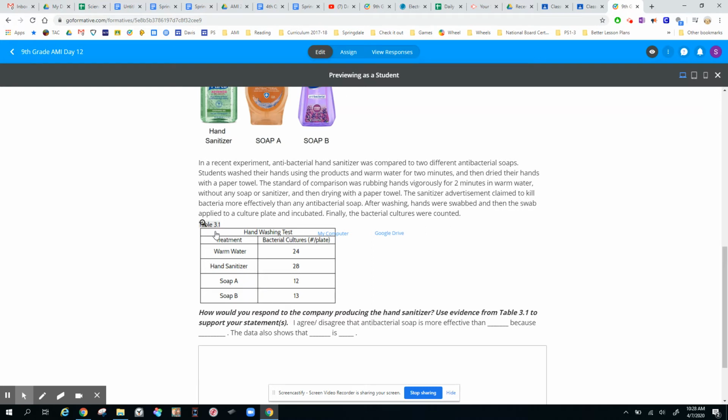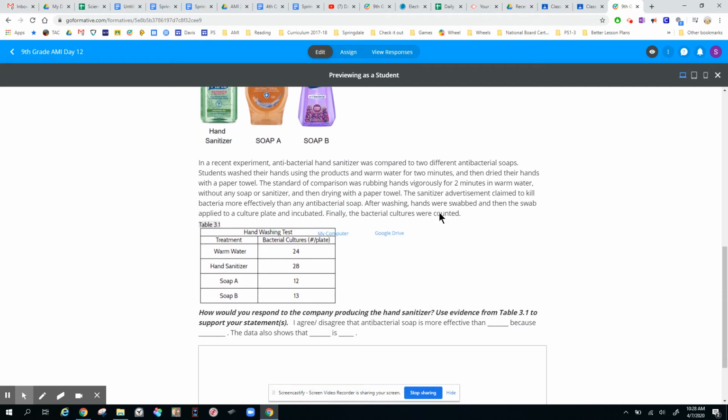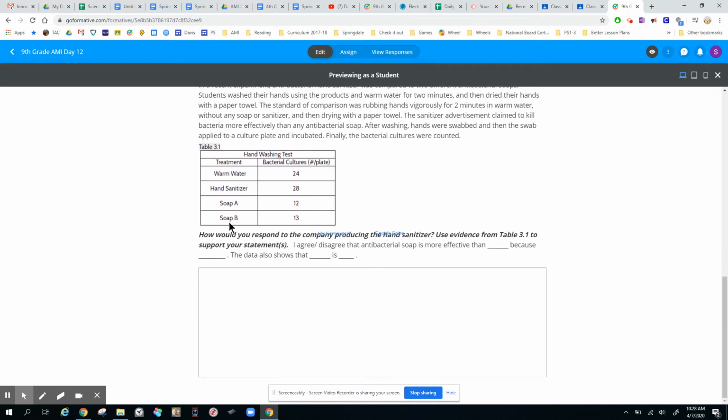The sanitizer advertisement claimed to kill bacteria more effectively than any antibacterial soap. So let's say Purell, as an example, might be saying, hey, we do a better job of cleaning off those germs than antibacterial soaps. And so after this test, you've got to see if that's true. After washing, hands were swabbed, and then the swab applied to a culture plate and incubated.